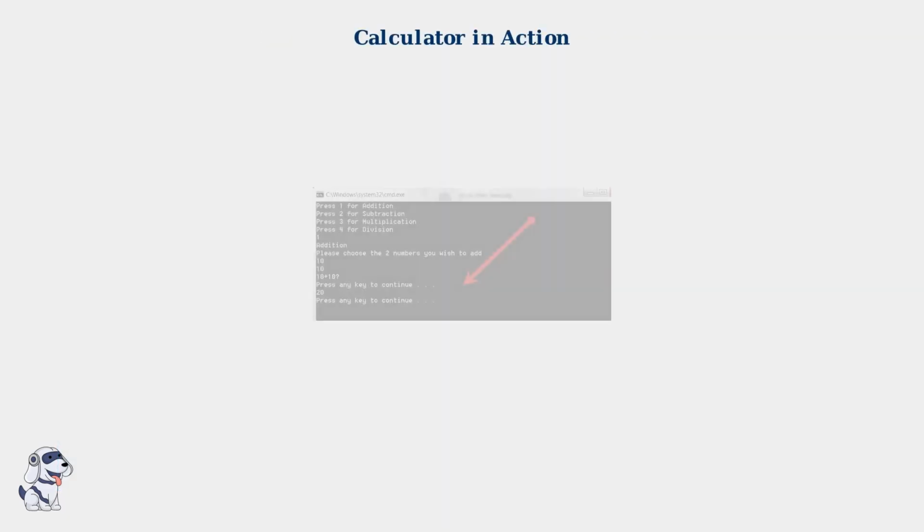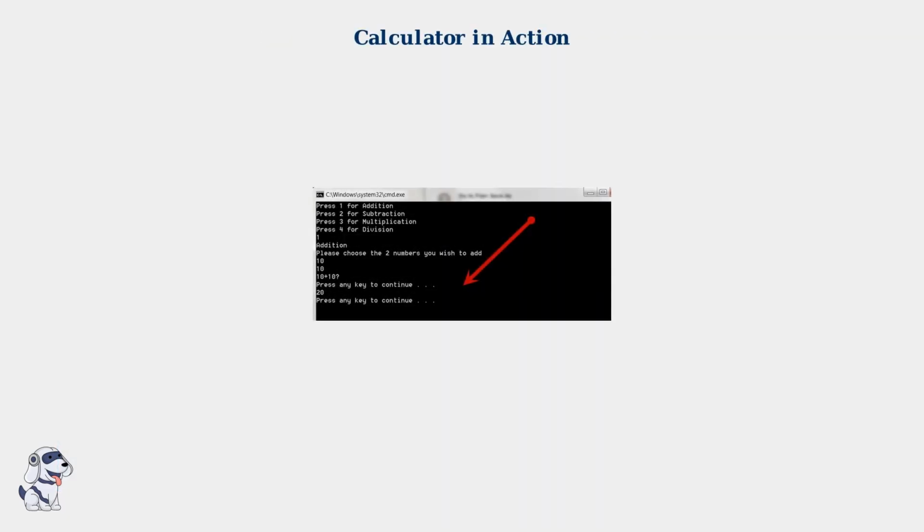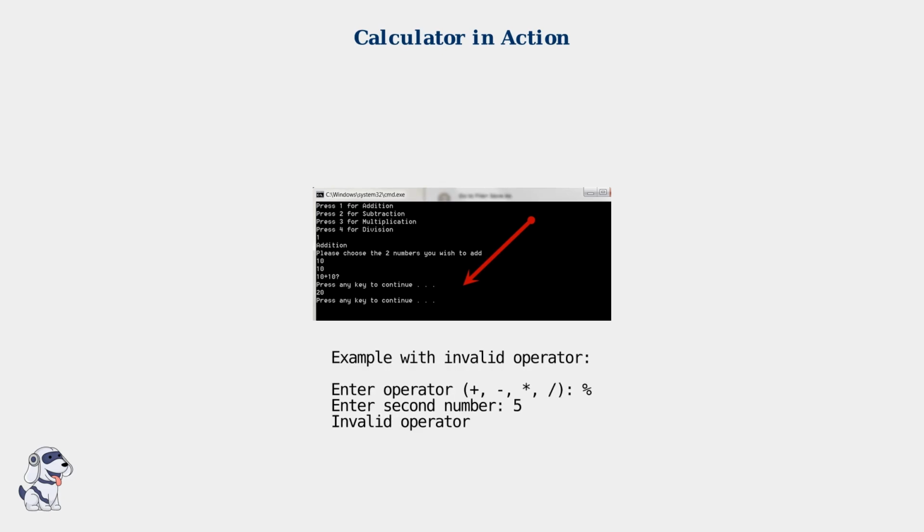Here's our calculator running in the command prompt. The user selects addition, enters 10 and 10, and gets the correct result of 20. The switch statement successfully handled the plus operator case. If a user enters an invalid operator like %, our default case catches it and displays an error message, preventing the program from crashing.